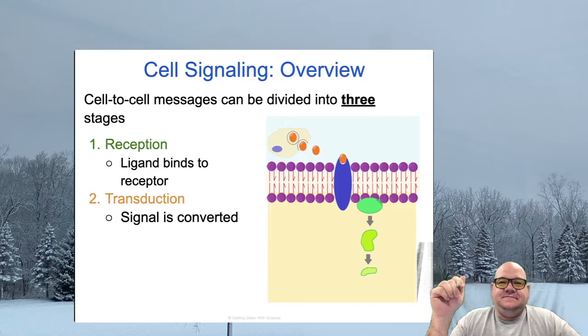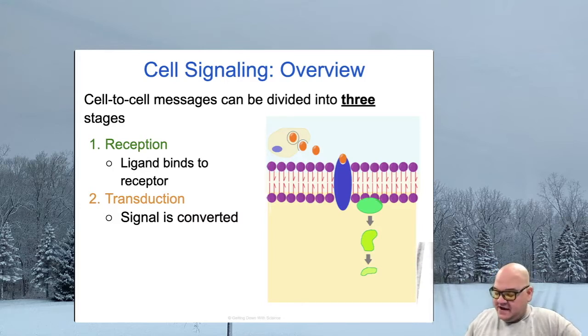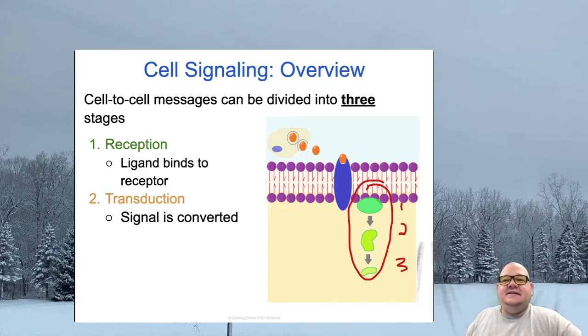The next step, which I did see pop up in the opener question, is transduction. Transduction is where the signal is converted into some process. In this one right here, it's only a couple of steps, but we see these 3 changes. So it's 1, 2, 3. In actuality, these can be up to around 100 steps. Cell signaling is very complex. A lot of diseases are related to broken cell signaling, but we flip the switch and then something happens. That's what transduction is.